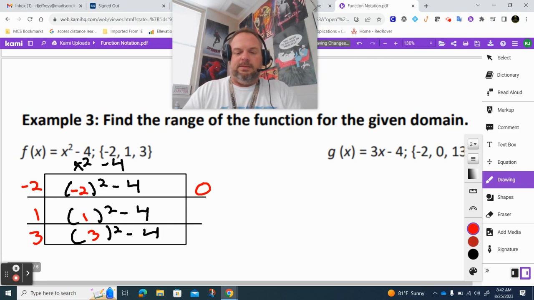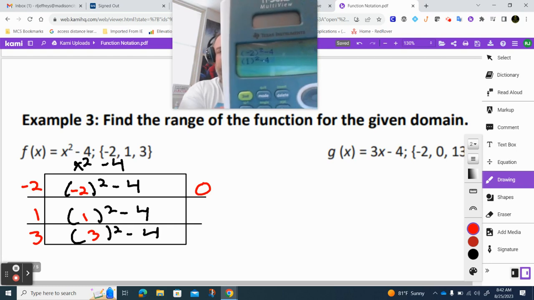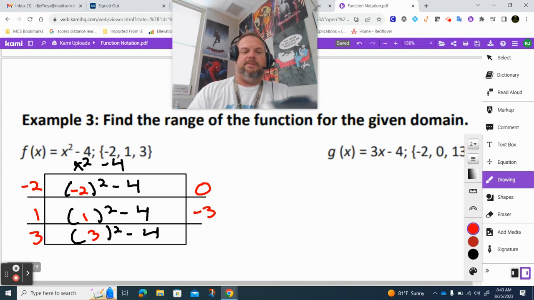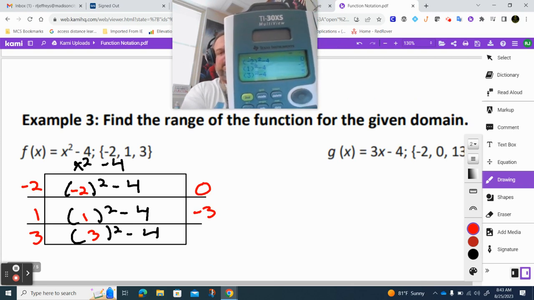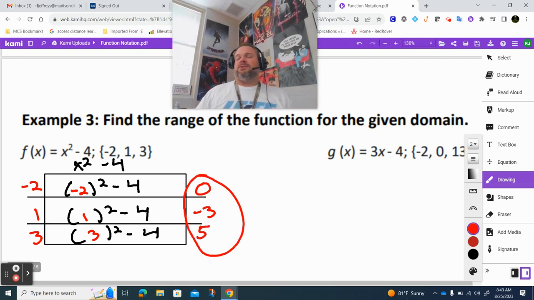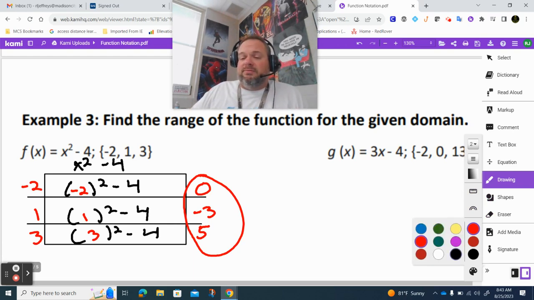Okay. 1 squared minus 4. Negative 3. 3 squared minus 4. And 5. Now, this is our answer right here. I only did it this way to kind of show. Now, I'm actually going to kind of do our g of x about the same way, just in a different form.